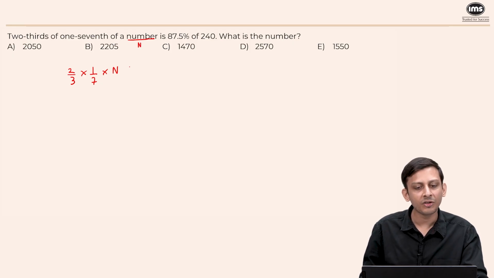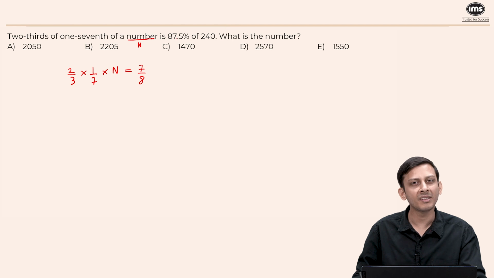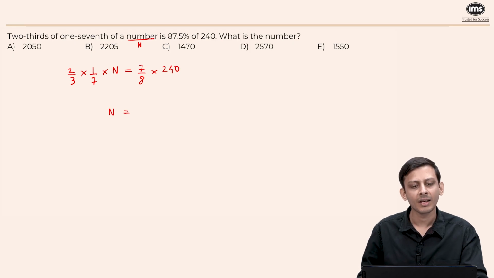Which means this is equal to 87.5%. 87.5% is 7 by 8. If you know your percentages, this will directly be 7 by 8 of 240, so into 240. And now just do the calculations. So 7 by 8 into 240, 240 by 8 will be 30. 7 into 30 will be 210.